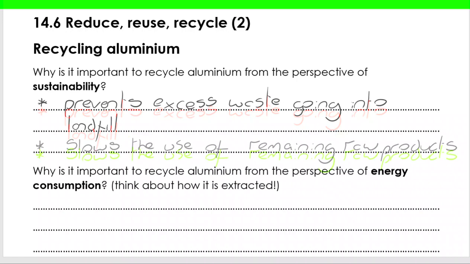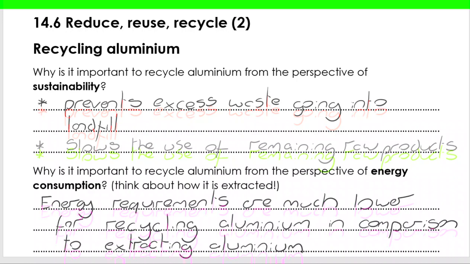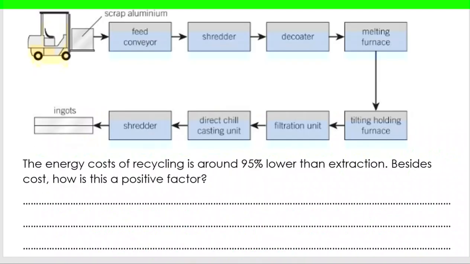Why is it important from the perspective of energy consumption? Well, electrolysis is used to extract aluminium, incredibly high energy costs. Recycling aluminium does require energy, but significantly less. We've got here what we do with scrap aluminium. We feed onto the conveyor, into the shredder, we decoat it for any layers, we melt it, we then put it into another furnace, we filter, we chill, and then we shred, and then it can be turned into aluminium ingots. So it is around 95% lower in terms of energy costs.